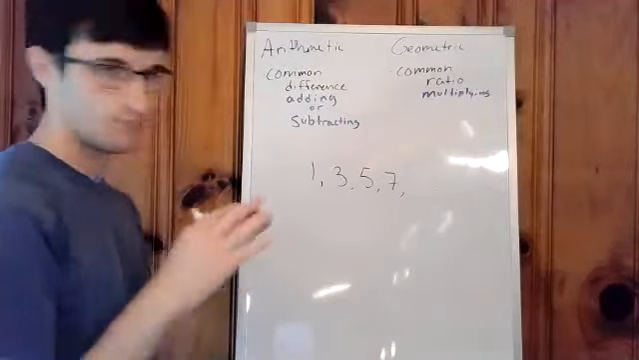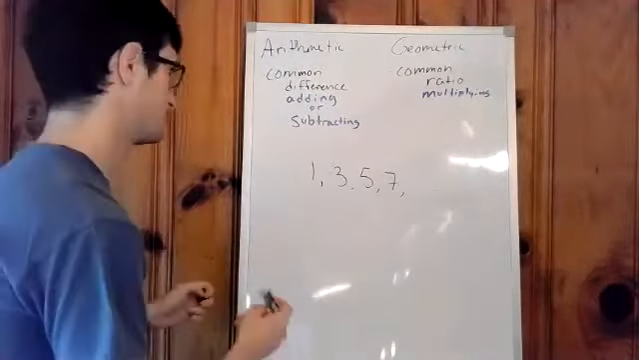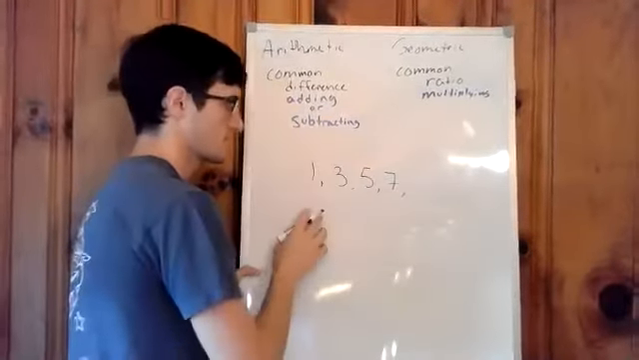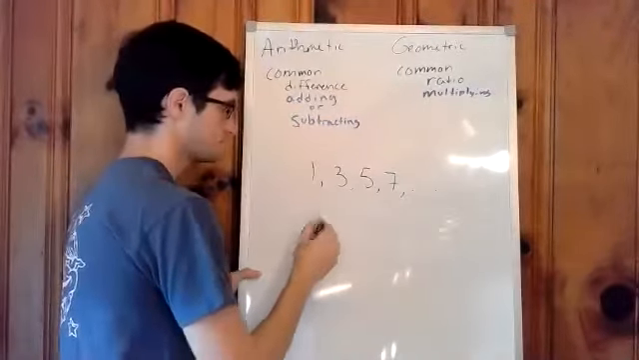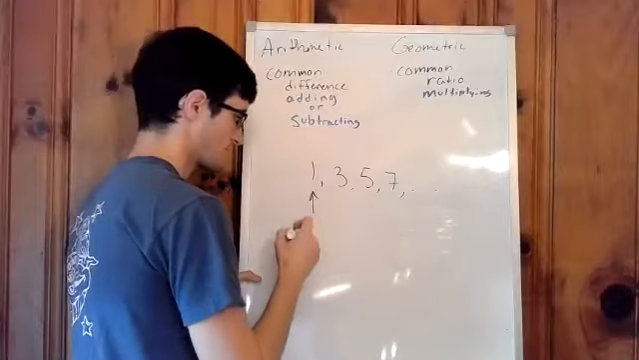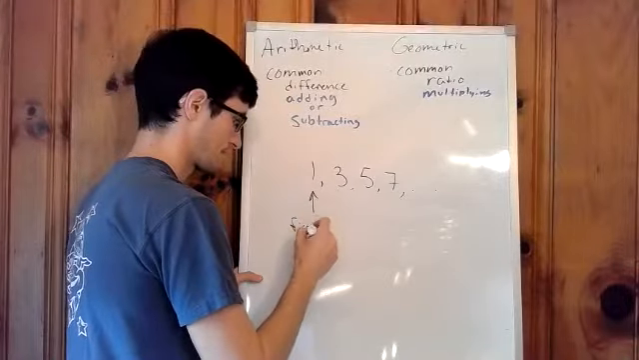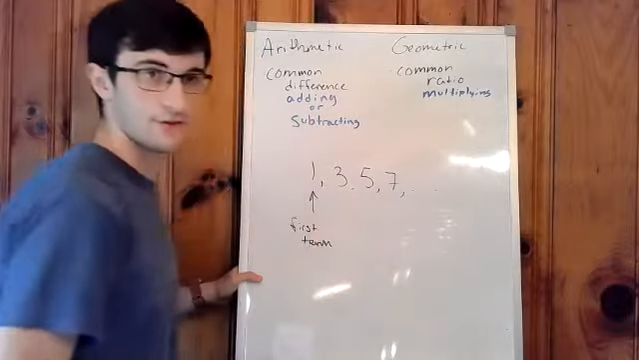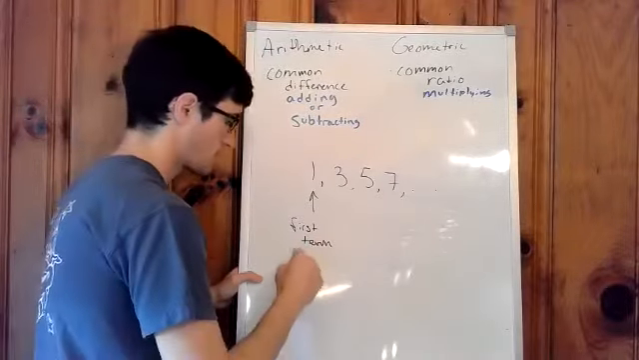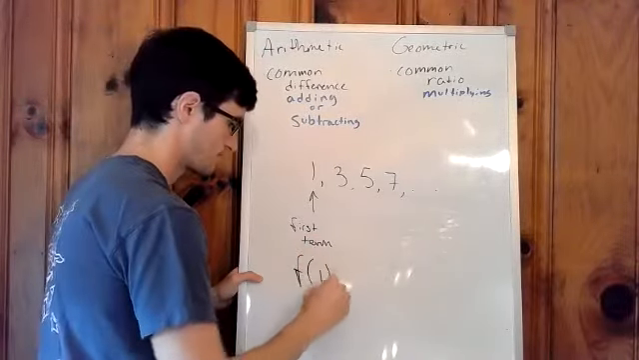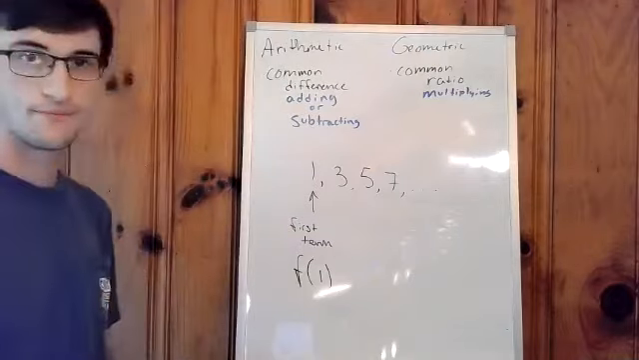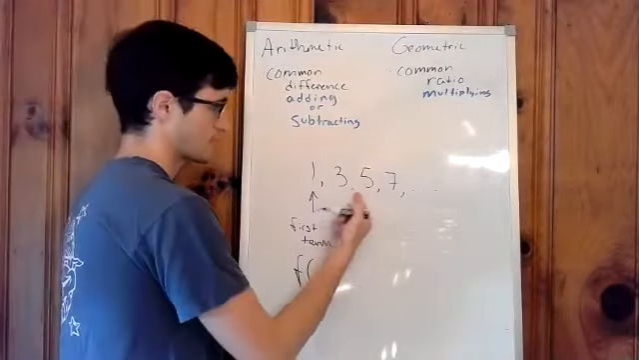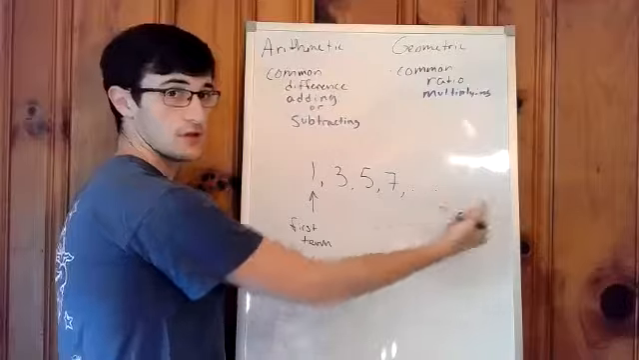But as a refresher on the base knowledge, this is our sequence of numbers, our list of numbers, our series. This would be the first term. And that first term is normally noted as f of 1. Okay. This is like the second term, third term, fourth term, and so on.